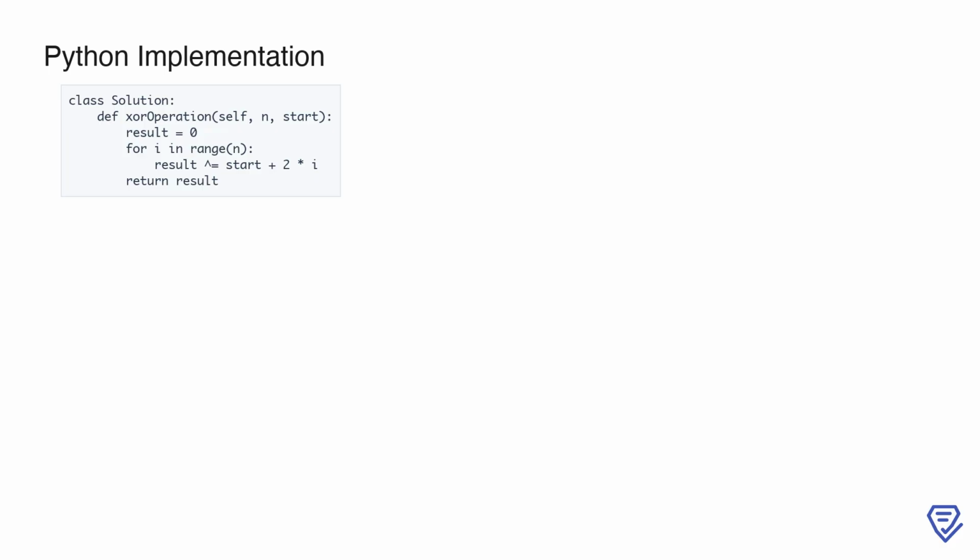Next, we use a for loop to iterate from 0 to n minus 1. For each iteration, the index i determines the current element of the array using the formula start plus 2 * i. This formula ensures that each subsequent element increases by 2, as described in the problem statement. Within the loop, the XOR operation, ^=, is applied between result and the current element, start plus 2 * i. The result is updated after each iteration to reflect the cumulative XOR of all elements processed so far.